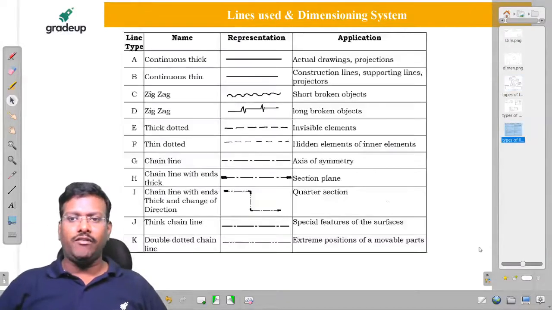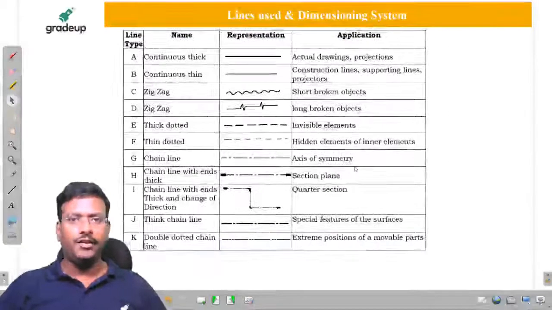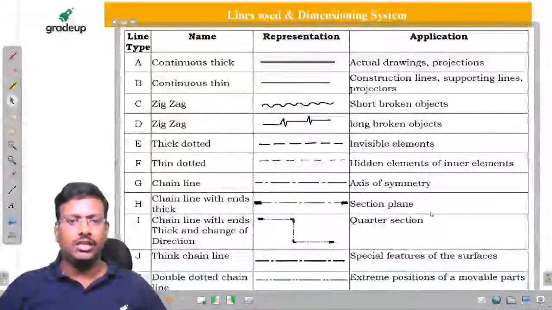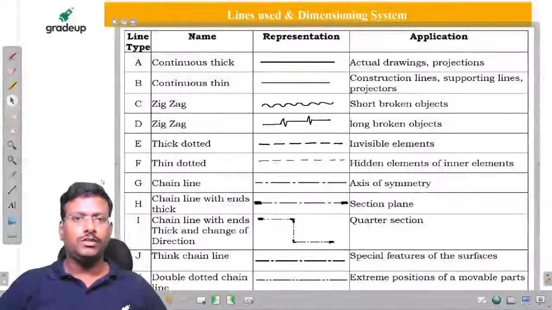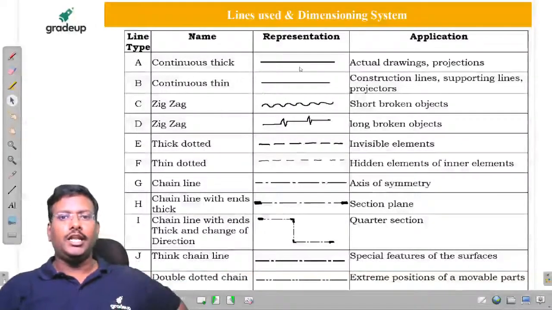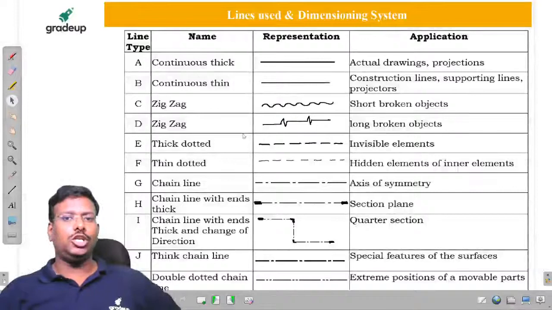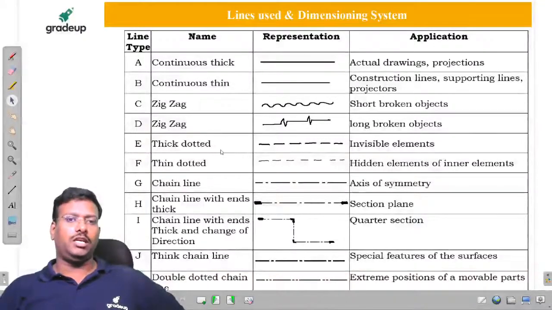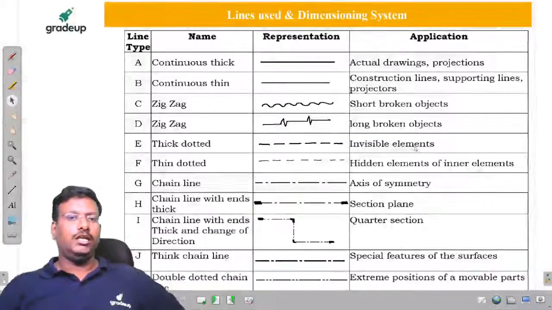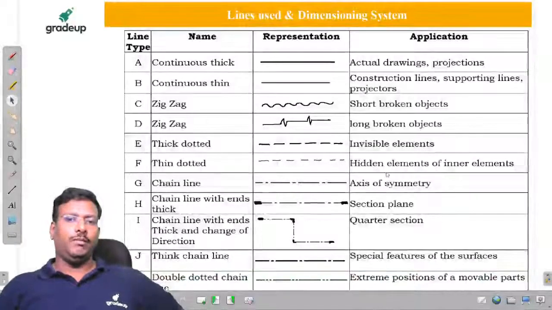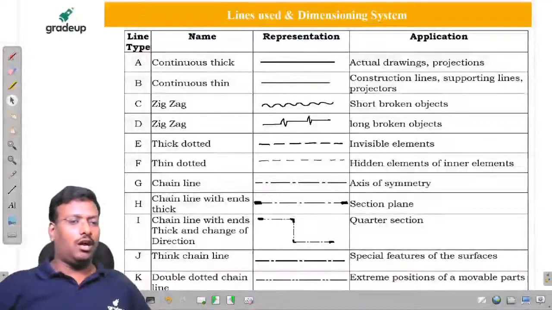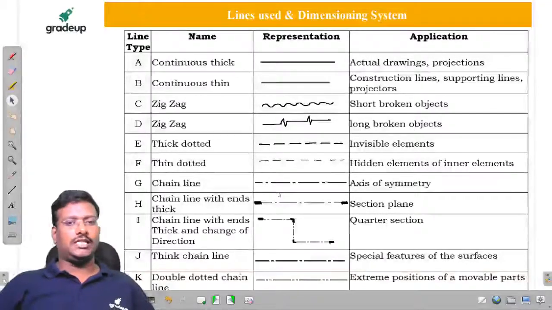Now I am going to give it as a consolidated single diagram. I am going to represent all these things. Just observe, this will be useful to you. Continuous thick, continuous thin, zigzag. Zigzag of two types: short broken objects, long broken object. Thick dotted. Thick dotted means invisible elements, hidden elements of the inner, inside elements. Axis of symmetry, or simply we can consider it as axis.